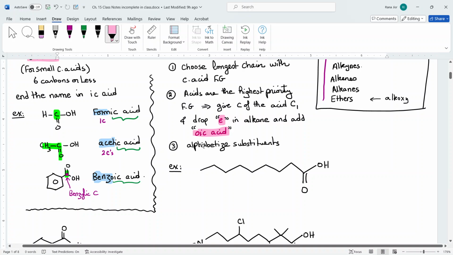We want to differentiate the IUPAC from the common. Common ends in ic acid. IUPAC ends in oic acid.